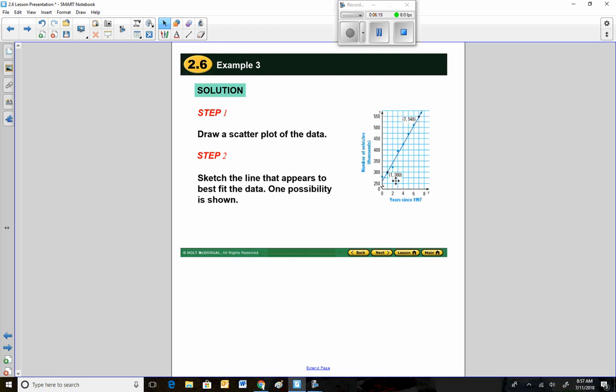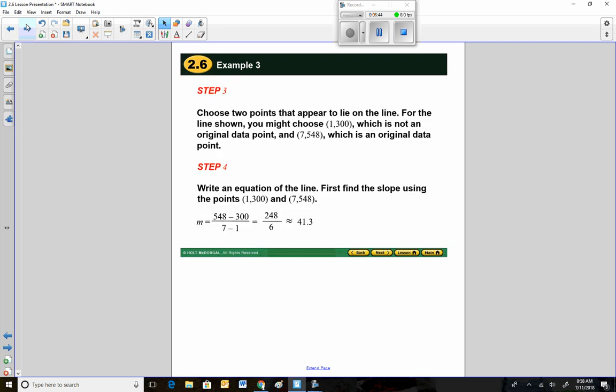This point is (1, 300), and this point is (7, 548). Now, you will notice that this point was not part of the original points, and this one was not. Oh, actually, this one here is part of the original points. I'm sorry. And then this one is not. So you don't have to necessarily use the data points that they gave you. And then you have to write the equation for that line.